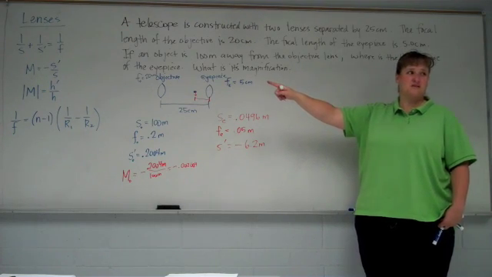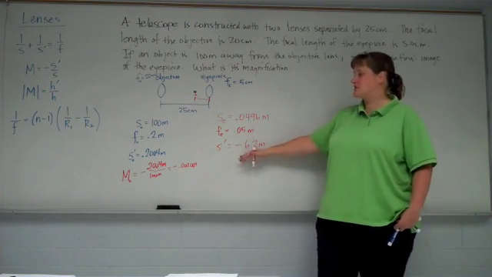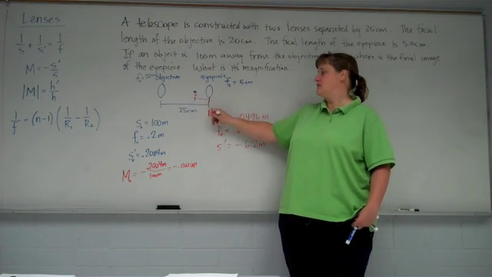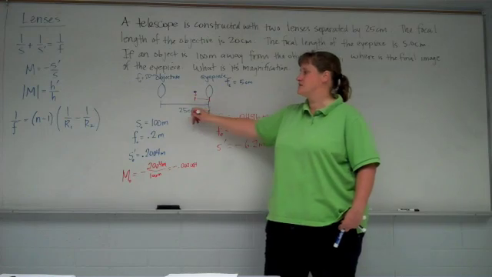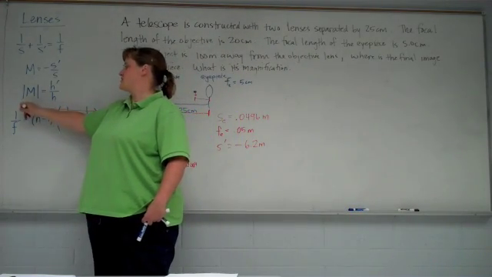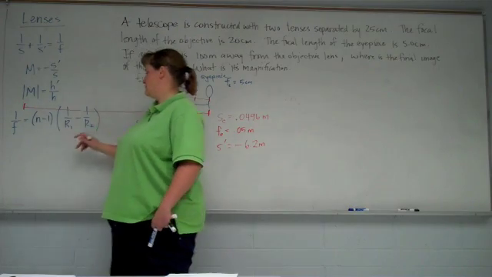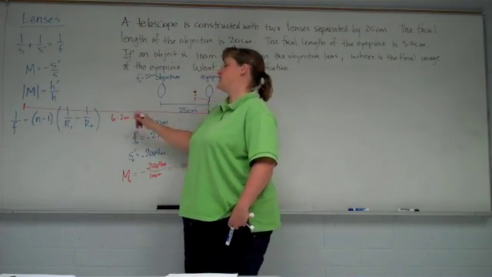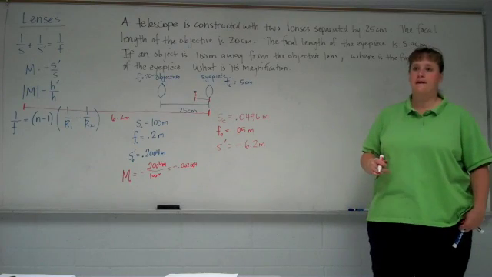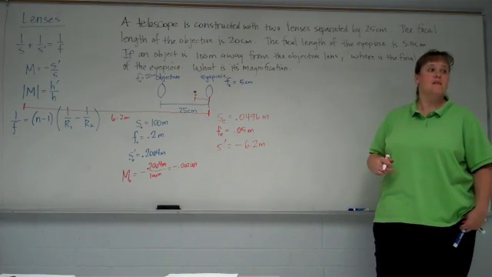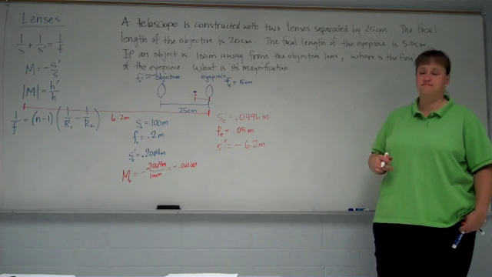Same side as the object. So our final image, measured from this lens, certainly not drawn to scale, is 6.2 meters away. Okay, so that's where we perceive it. That's where we would perceive it. That makes sense.